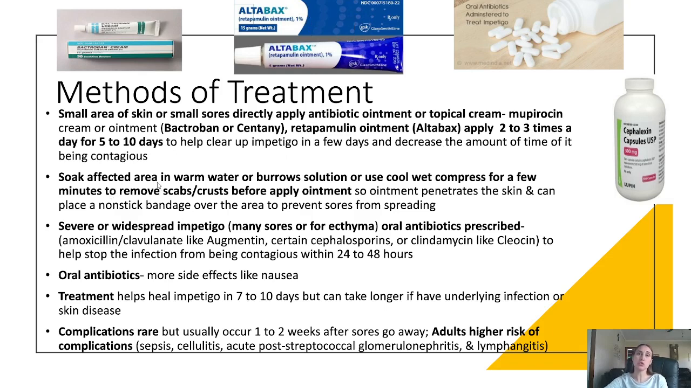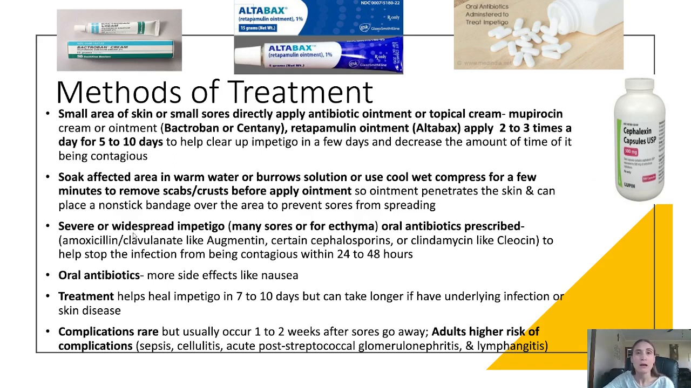Another way you can treat impetigo is to soak the affected area. They suggest warm water or a Burow's solution, or using a cool wet compress, just for a few minutes to remove those scabs, those crusts, before you apply these ointments at the top. This way it allows the ointment to penetrate into the skin. And you can also have a non-stick bandage on hand to put over the area so it prevents the sores from spreading.